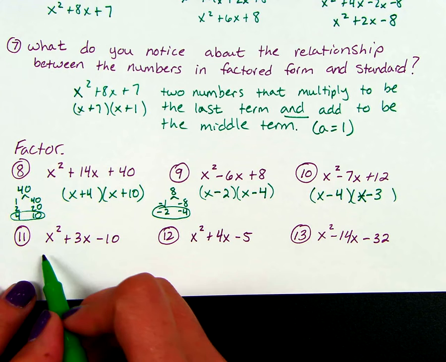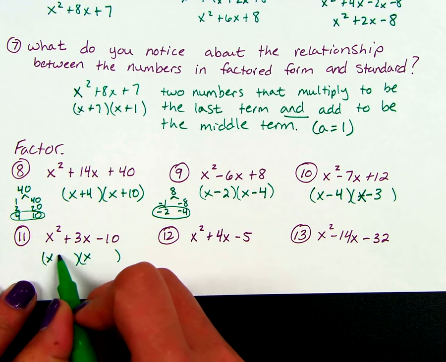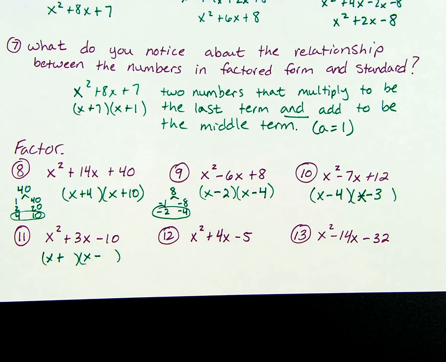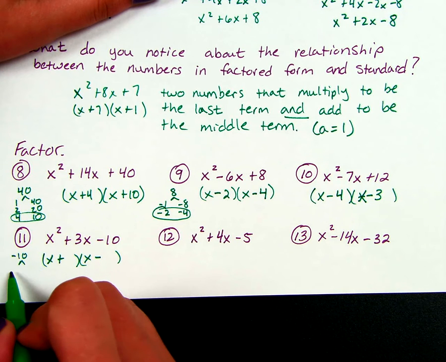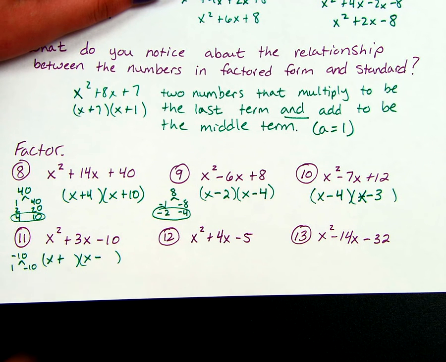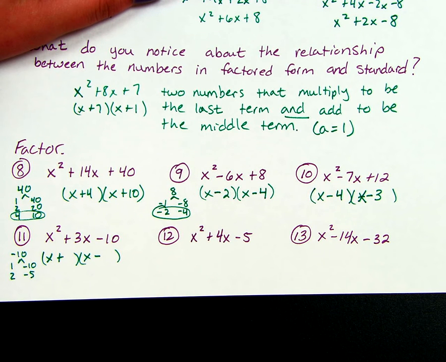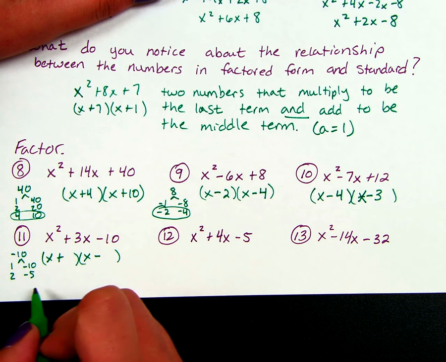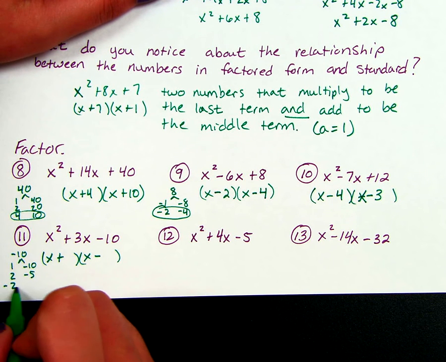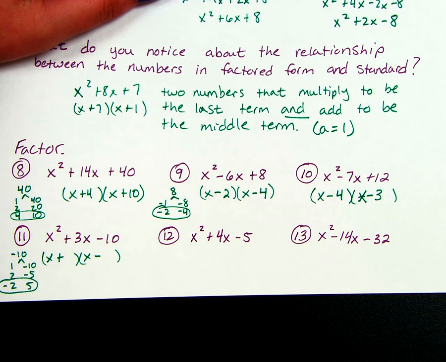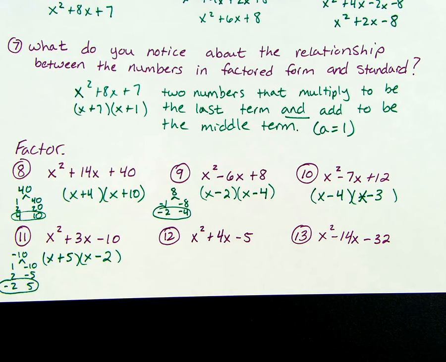All right, 11. This time we need it to multiply to be a negative. If that's the case, we have to have one positive number and one negative number. If we're thinking about our factors of -10, we could have 1 and -10 or vice versa, 2 and -5 or vice versa, and those are our only factors. Since we want it to add to be a +3, we'd actually want to use a -2 and a +5, and then that's going to add to be a +3. So we need 5 to be positive, 2 to be negative, and that's going to be our factored form.